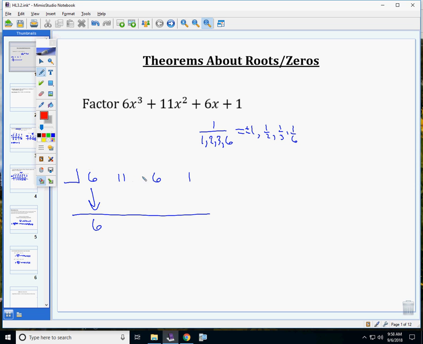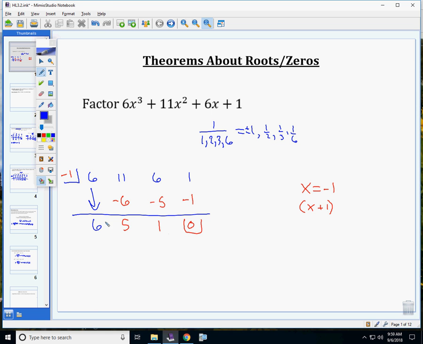Now, I can see that all of these are positive, which means I need to multiply by a negative so that I can subtract from these numbers. So I'm going to ignore all of the positives and just use a negative. I'll start with -1. -1 times 6 is -6, I get 5. -1 times 5 is -5, add them together, I get 1. -1 times 1 is -1, add them together, I get 0. Thus, where x equals -1, that is a 0, so I would write that as a factor of x + 1.